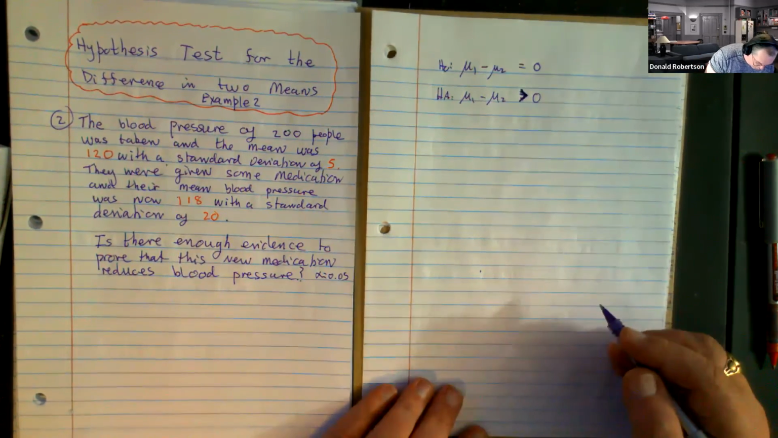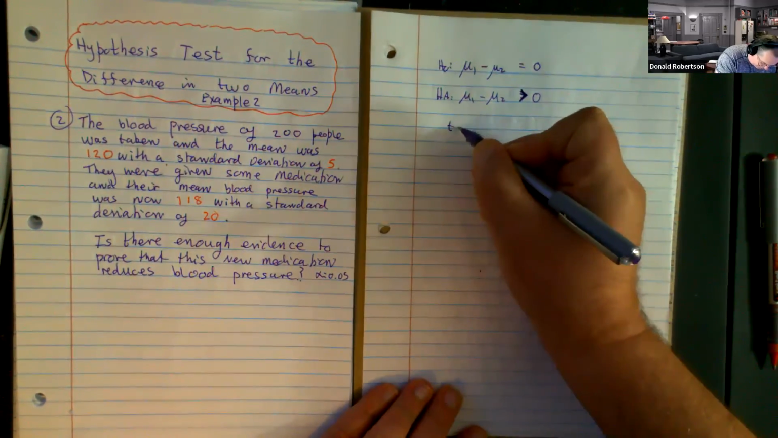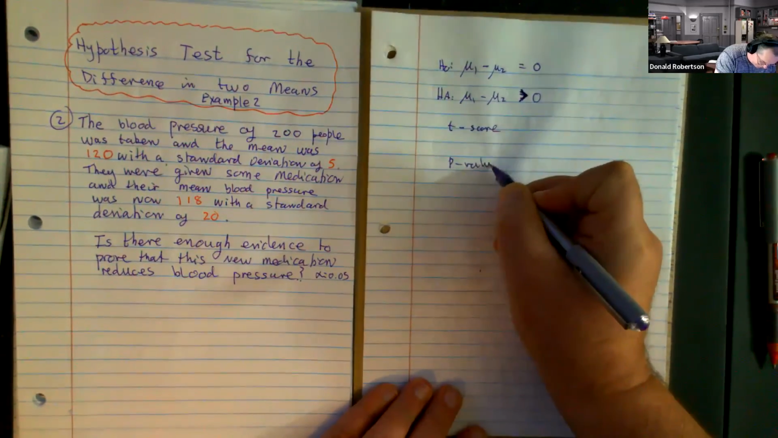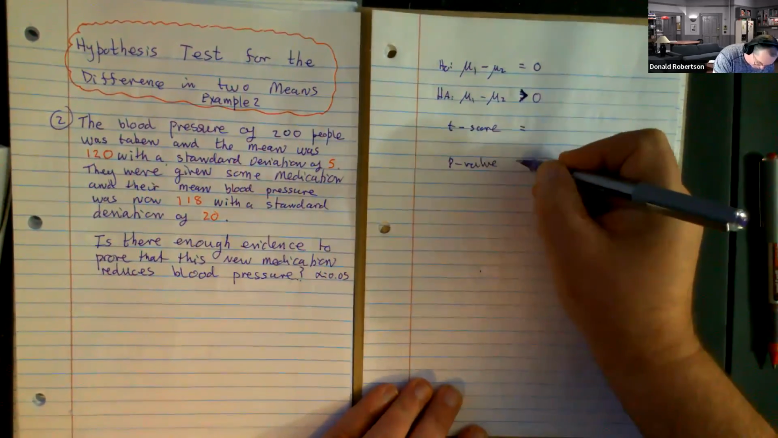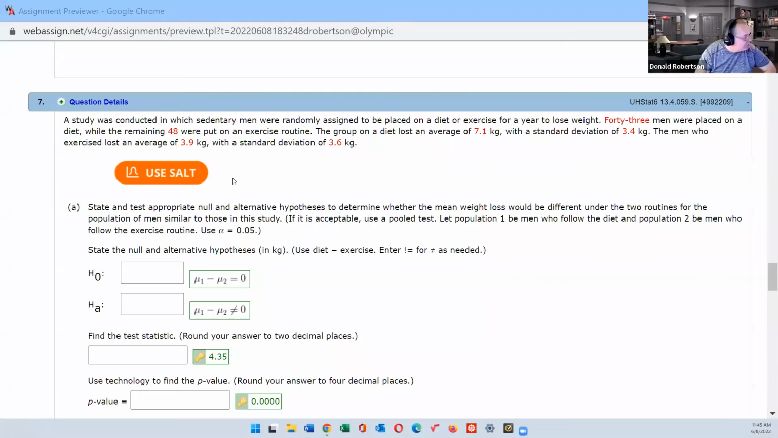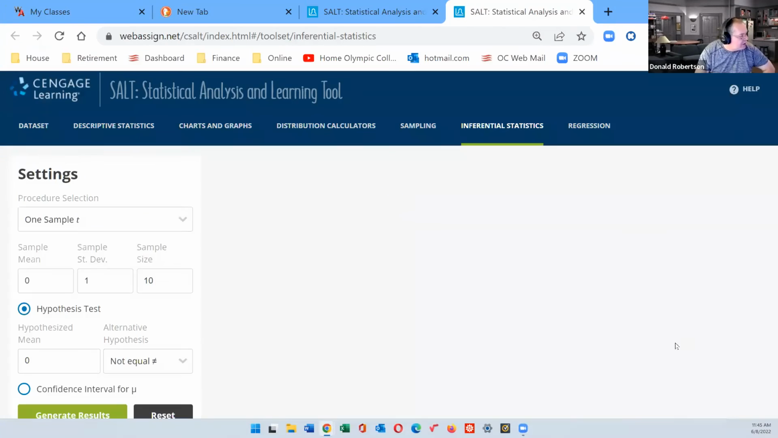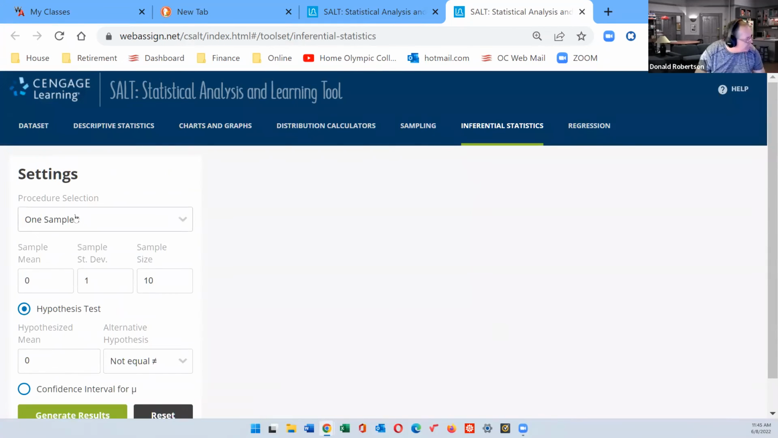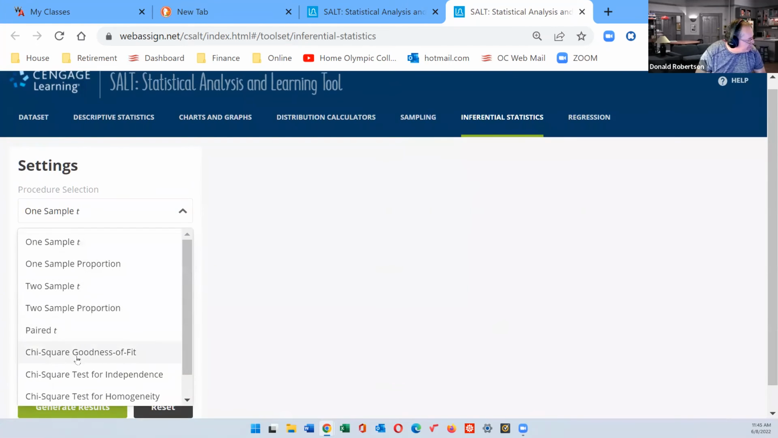So what we would then go on and do is get our t-score, get our p-value, and we would get both of those by using SALT. Much quicker and much more accurate. So I'm going to go in, and this is kind of going to be our last question for today, so we can finish this off tomorrow. We hit this fella, and we're going to do a 2-sample T.